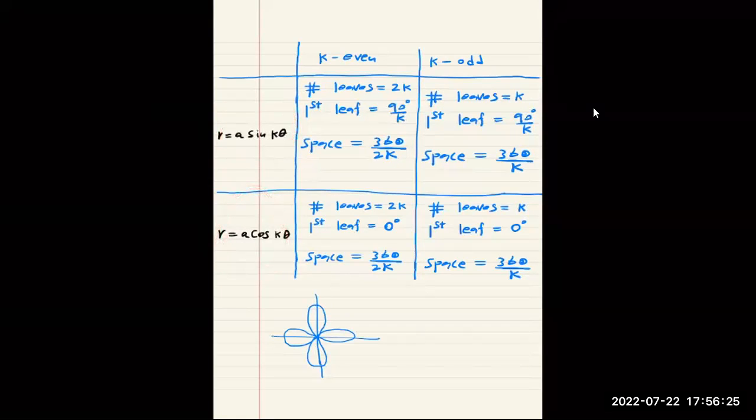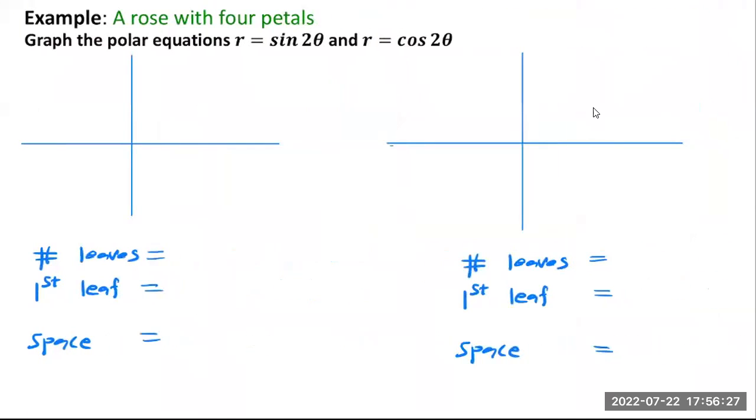So let's do some examples. Here is the first example I want to do. Let's graph r is equal to sine 2 theta and r is equal to cosine 2 theta, side by side. This is r is equal to sine 2 theta. Here we will draw r is equal to cosine 2 theta.